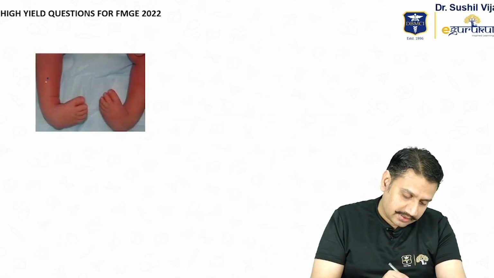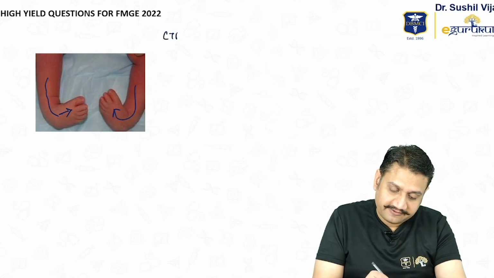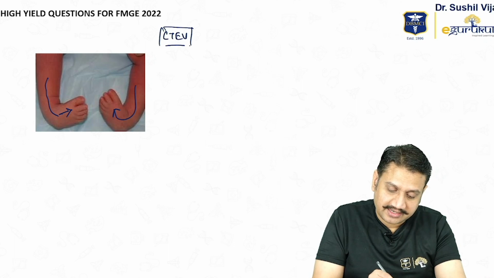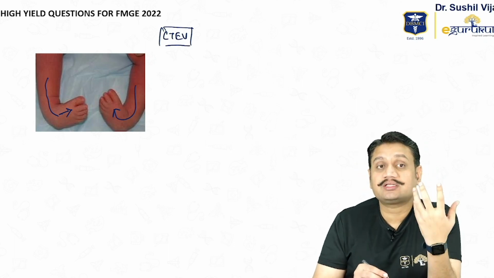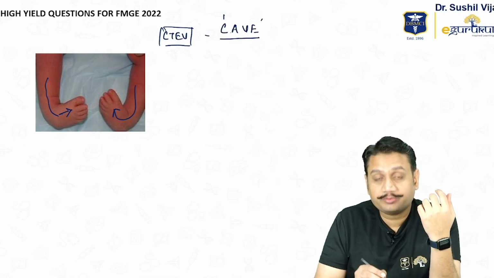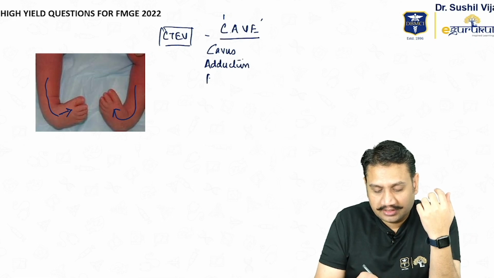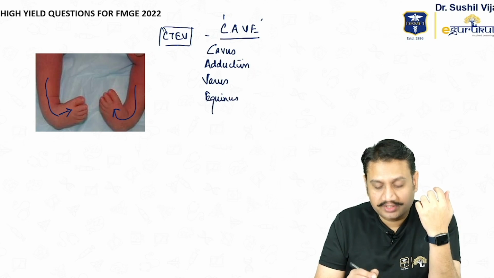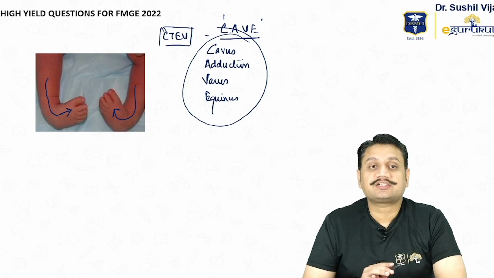Next, what do you observe here? What is this deformity? The CTEV. The points to be remembered about CTEV are which deformities are seen and how they are corrected. I am giving you this mnemonic here, the CAVE. The deformities seen in CTEV are cavus, adduction, varus and equinus. And if they ask you the order of correction of the deformity, it is also the same: cavus, adduction, varus and equinus.